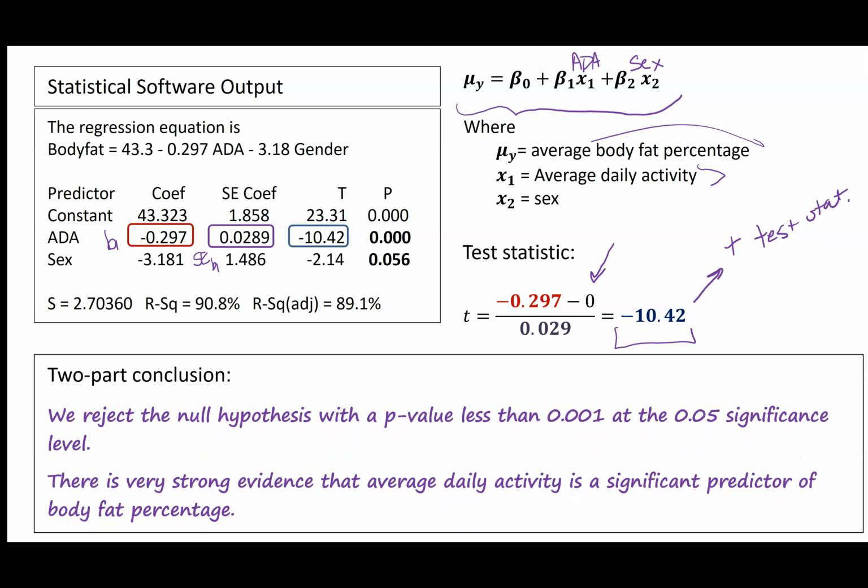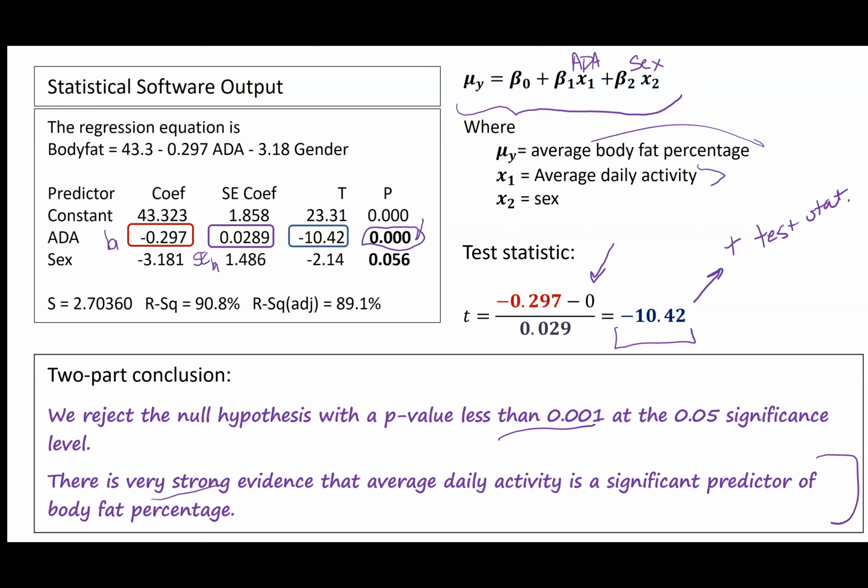Then you could take a t table. You're going to find that the p-value is very, very small. It's going to be smaller than whatever the smallest p-value on that table is. So we reject the null hypothesis with a p-value less than 0.001. I got that just from here. At the 0.05 significance level. Once again, there was no significance level listed here, so we assume 0.05 by default. A p-value of 0.001 is really small. That's really strong evidence. So there is very strong evidence that average daily activity is a significant predictor of body fat percentage.